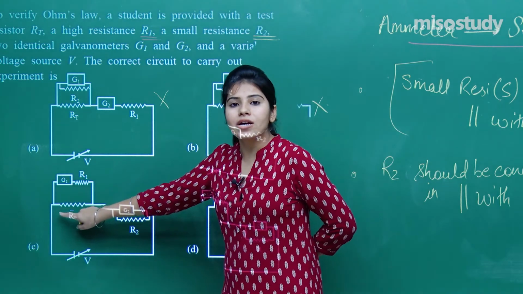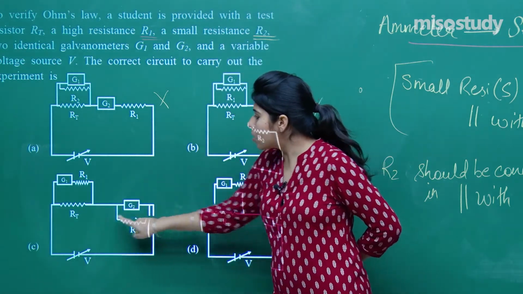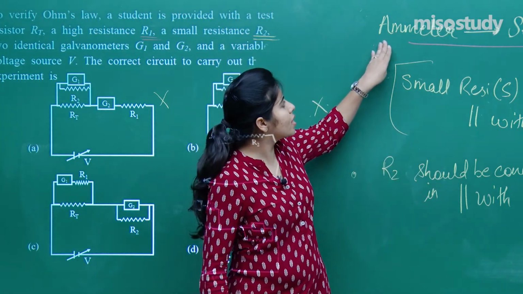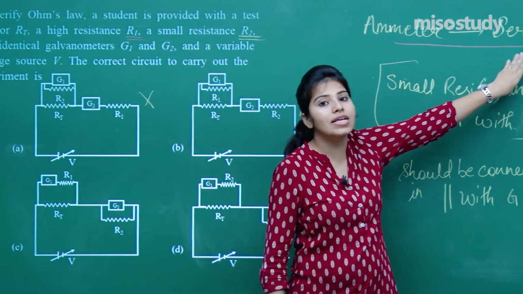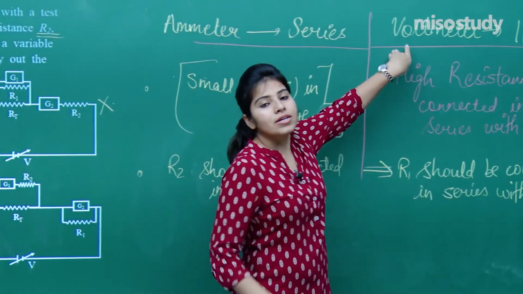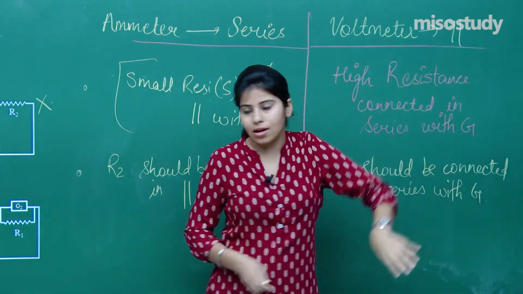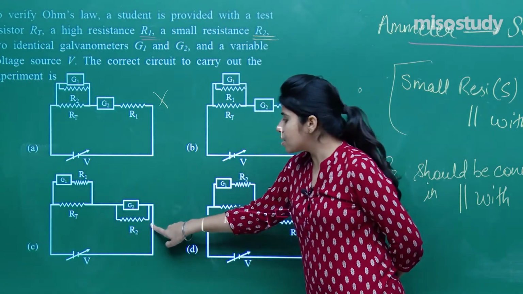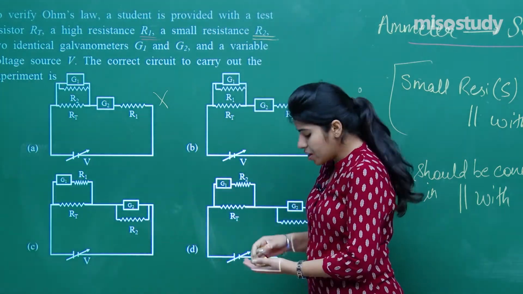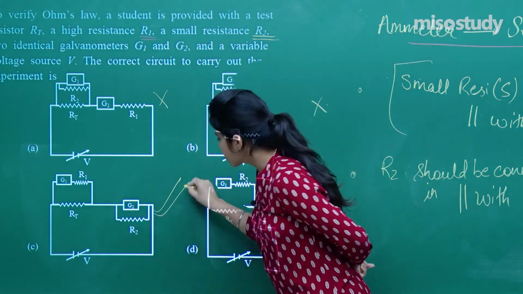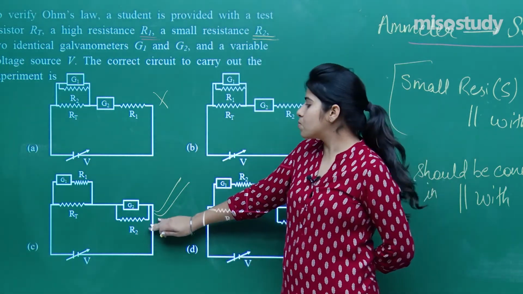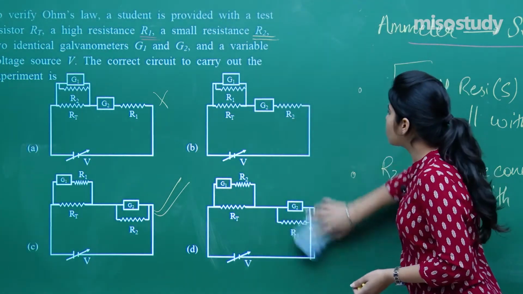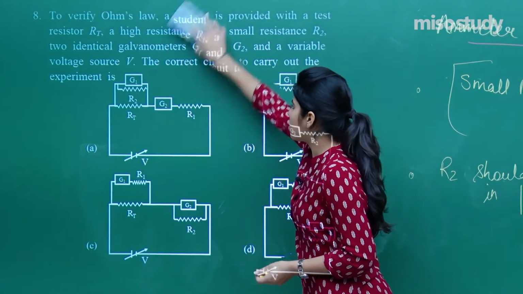Here, the voltmeter is always connected in parallel, the ammeter always connected in series, right? As I have earlier written over here, the ammeter is always connected in series with the test resistor. The voltmeter will be connected in parallel with the test resistor. So here, this test resistor is in parallel with the voltmeter. This is in series with the ammeter. So definitely, with no doubts in our mind, this must be the correct answer for the question. Okay, so we will now move towards the next question of the session. That will be question number 9.